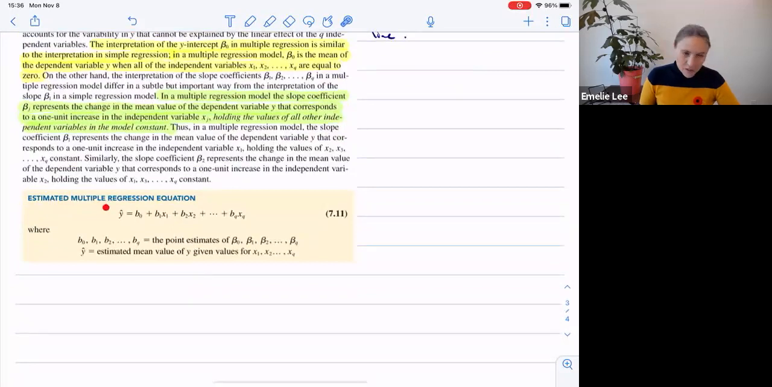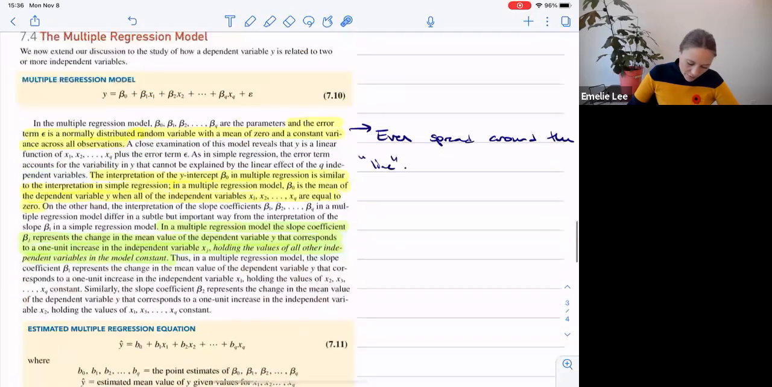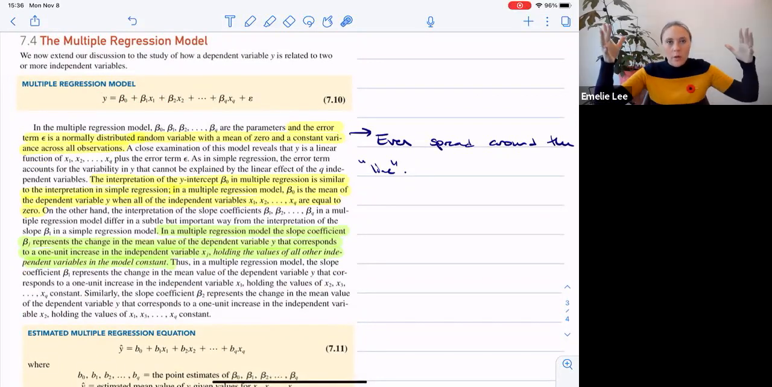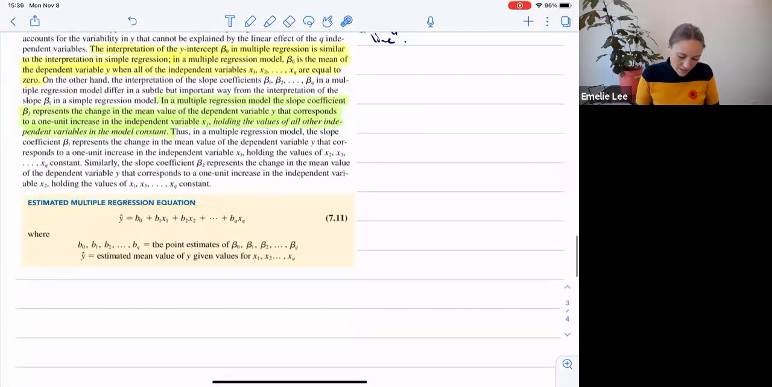So just as we did before, we have our theoretical model. This is our population model, but we don't know our population, and that's tale as old as time. And so now we have this estimated multiple regression equation, with these b's that I'm going to estimate. So we use data to estimate these coefficients. And again, y hat is the predicted value of y.